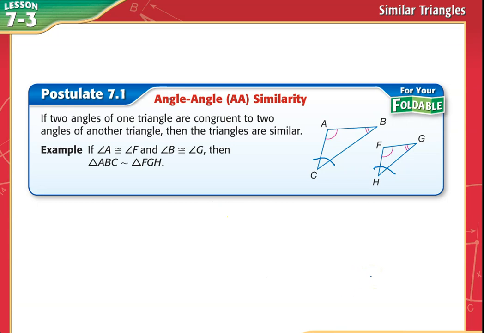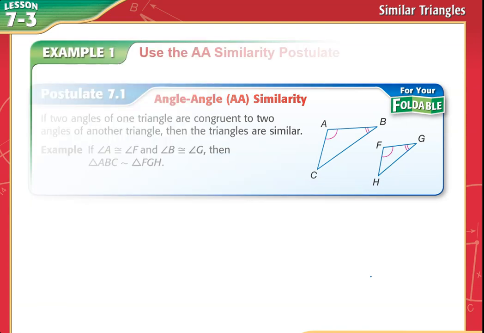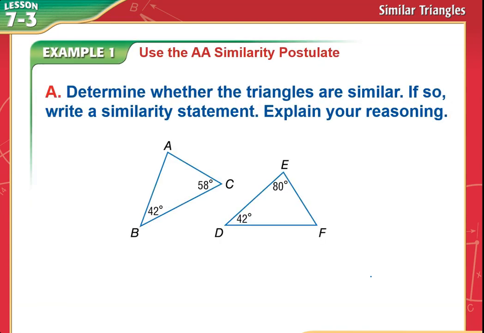Okay, so we're going to determine whether the triangles are similar in the next example. Determine whether the triangles are similar, and if so, write a similarity statement. We have 42 and 58 degrees, and we also have 80 degrees. The fact that 58 plus 42 is 100 would mean that this angle here must be 80 degrees. So the question is, are these corresponding angles? 42 is 42. Then we have angle E being congruent to angle A. And that's all we need. Let's see how they explain it.